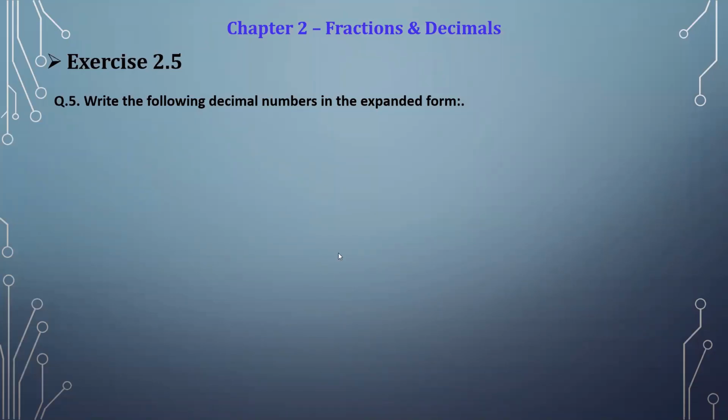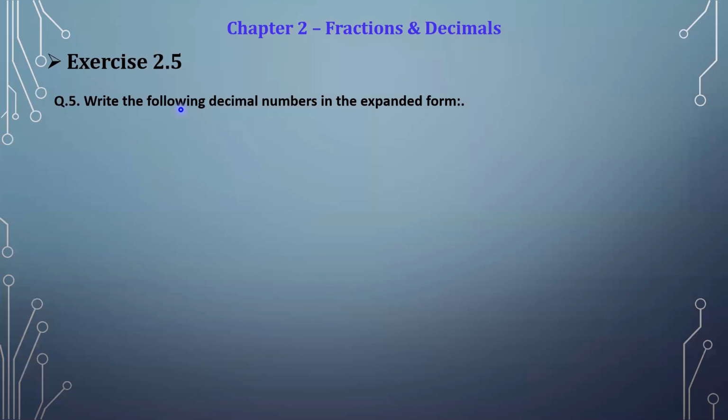Now we are going to start the next question, question number 5 from the same exercise 2.5. In question number 4, we converted gram into kilogram. Now the next type of question we are going to consider is the expanded form. This is the next concept, or further step, in order to denote decimal numbers. Now we are dealing with decimal numbers.